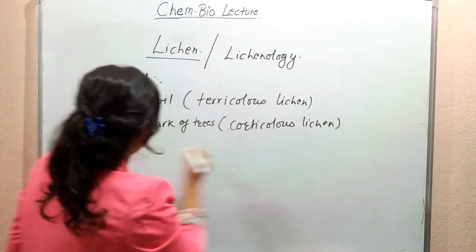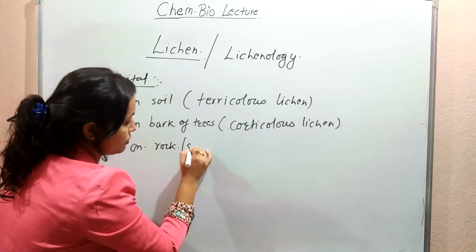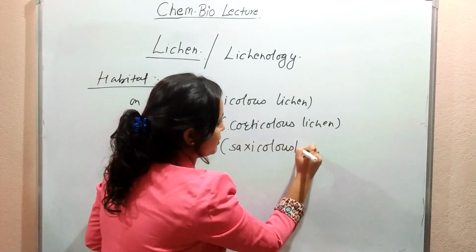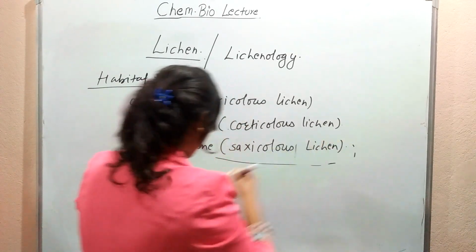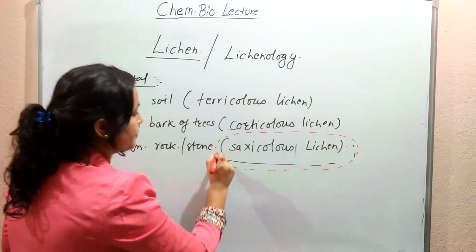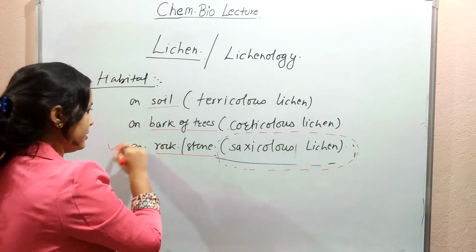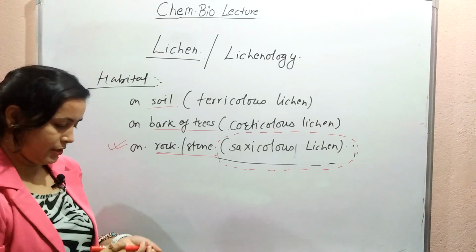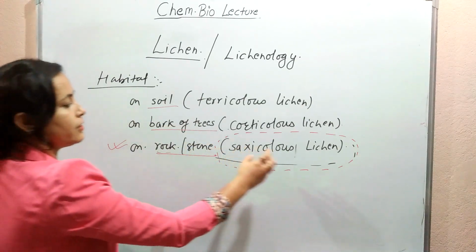Some of them can grow on the surface of a rock or stones, and those are called saxicolous lichens. I would like to add one very important thing here. This is one of the important questions once asked in a medical exam. Saxicolous lichen: you need to choose from the options whether it is lichens growing on rock or stones, or bark of trees, or soil. Of course, the answer is saxicolous lichens. They grow on rock or stone surfaces.